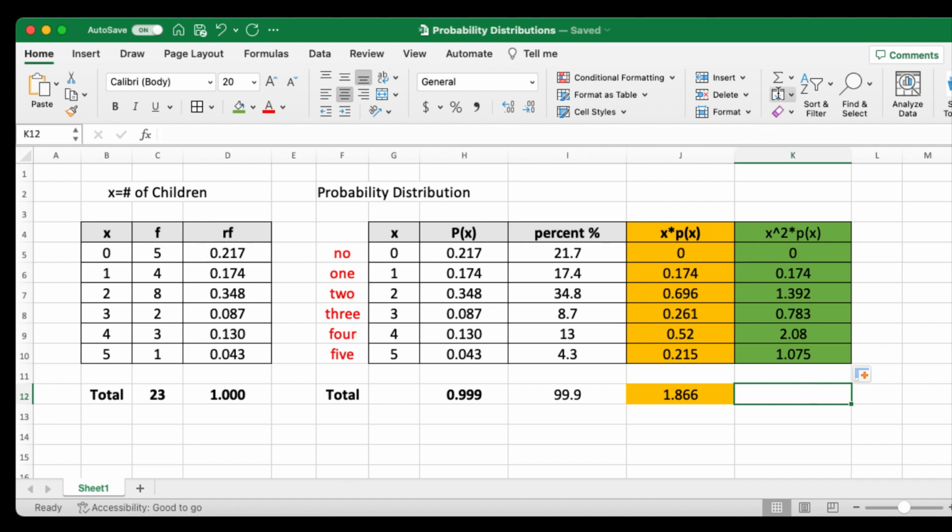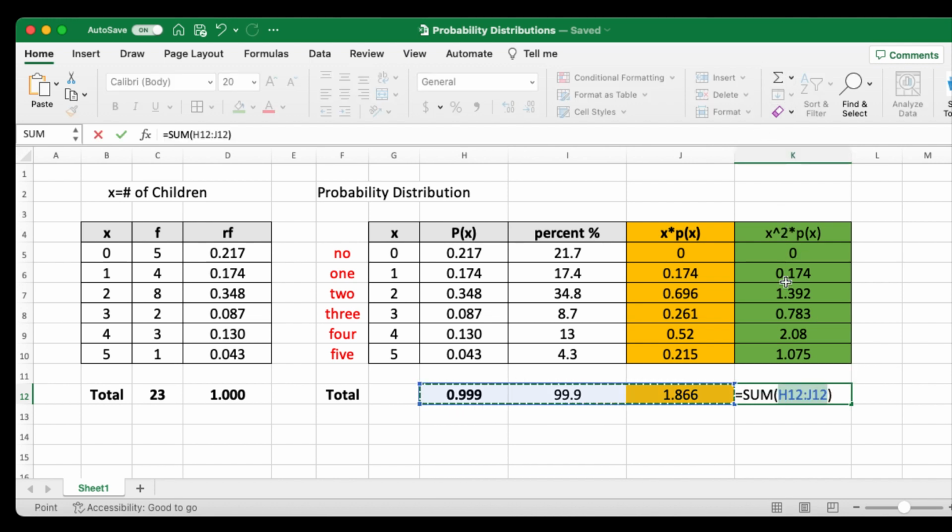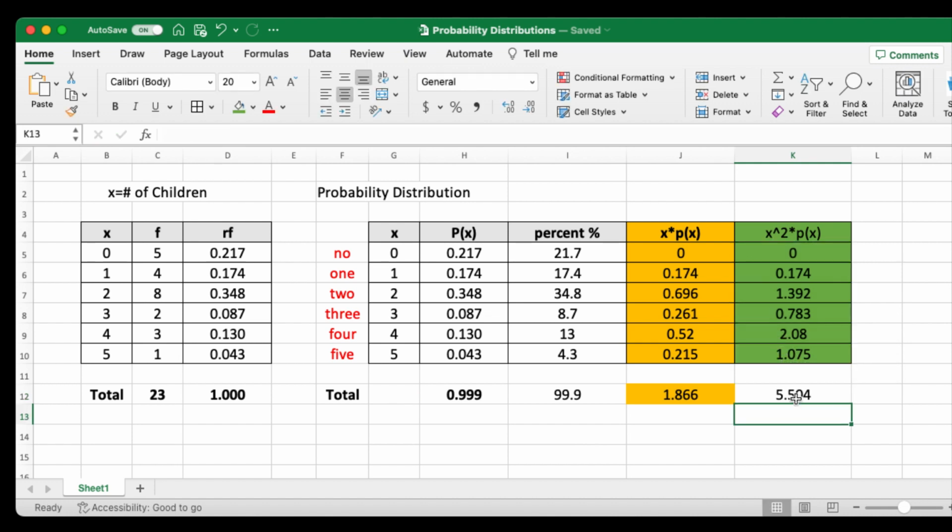Now, remember, what am I supposed to do here? I'm supposed to add these numbers here. So I'm going to focus on this formula here, okay? So what do we get for that sum? Do you guys see what we get for the sum? What do we get? What's that number there? Isn't it 5.504?